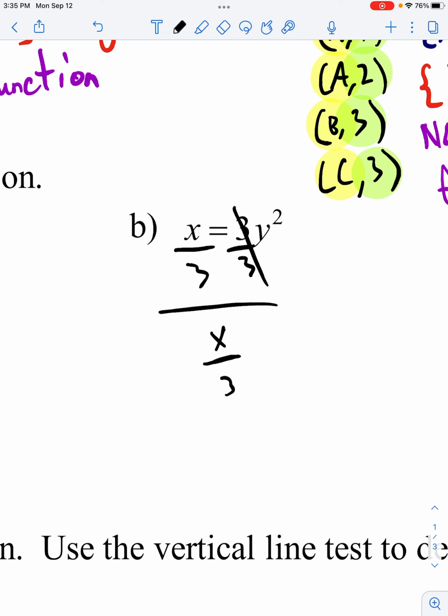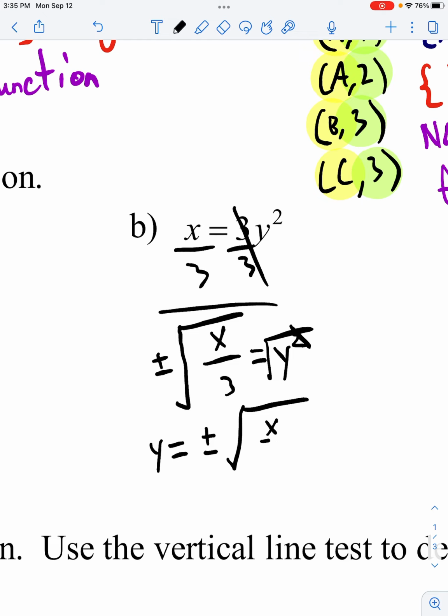X over 3 equals y squared. I have to take the square roots. Remember, when I solve for y by taking the square root, I have to put plus or minus in front of my x over 3. So I get y equals plus or minus square root of x over 3.